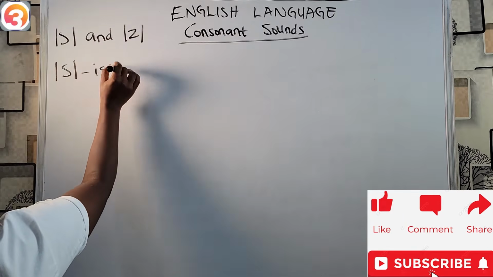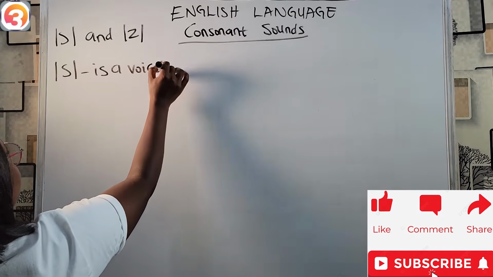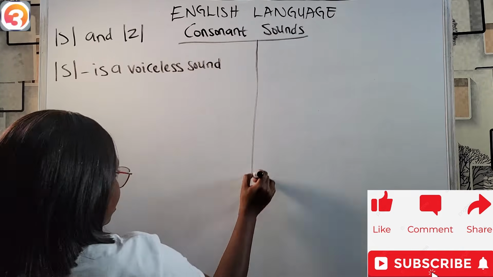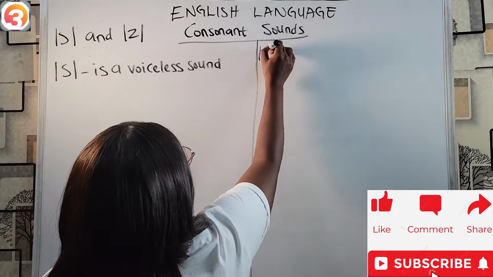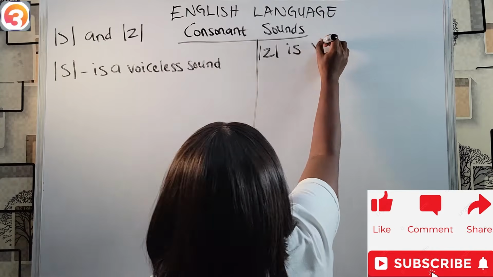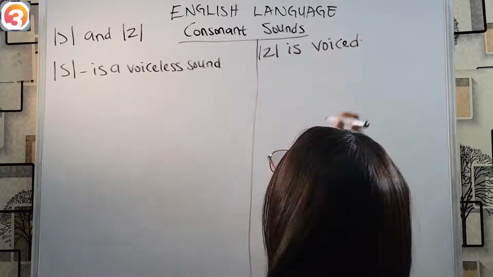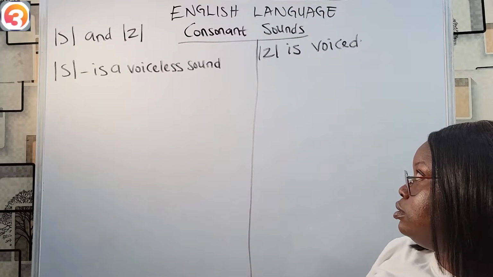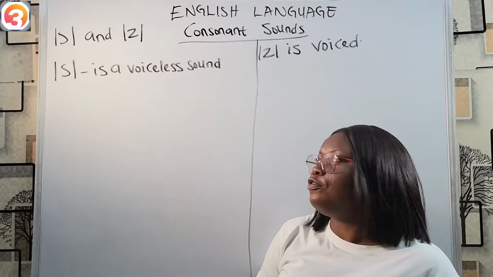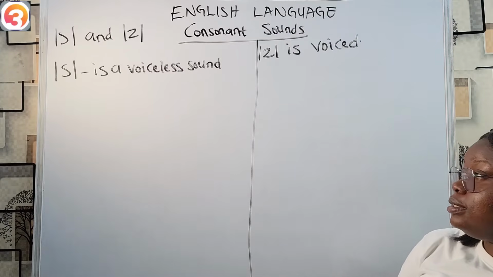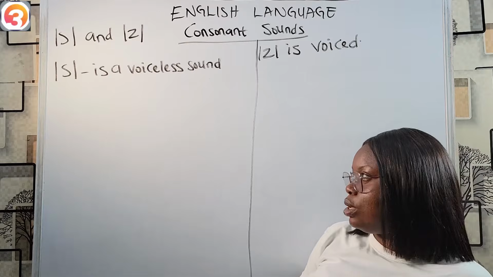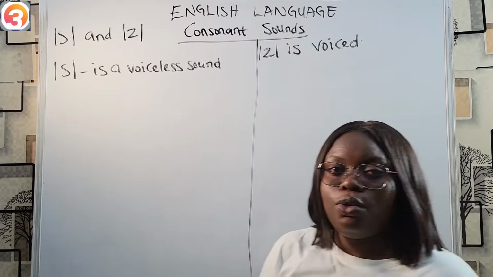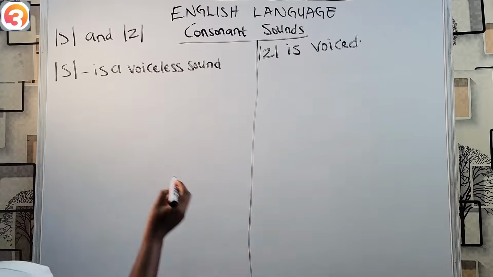This is a voiceless sound, while our Z is voiced. So today we're going to look at S and Z. While S is a voiceless consonant sound, Z is a voiced consonant sound. So we start with S. We can find this consonant sound in words containing letter S.